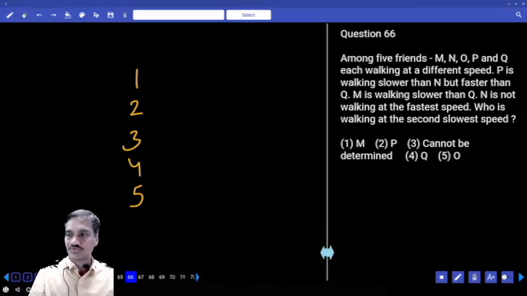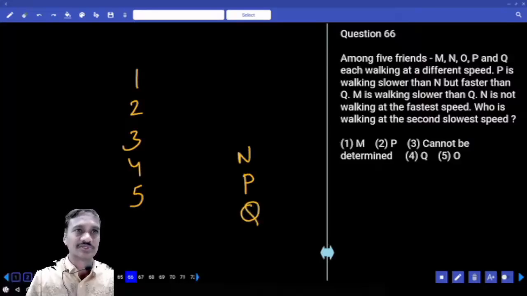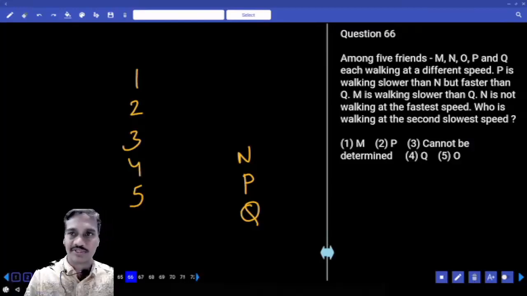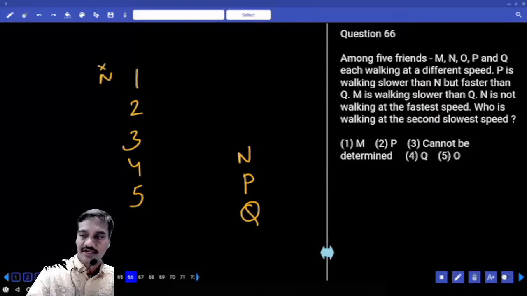Now P is walking slower than N. P is slower than N but faster than Q. Hence N, P and Q must be in this order. Between N and P there could be some person, or may not be, because the word immediate is not given. And next, N is not walking at the fastest speed. That means N cannot be at the first place.